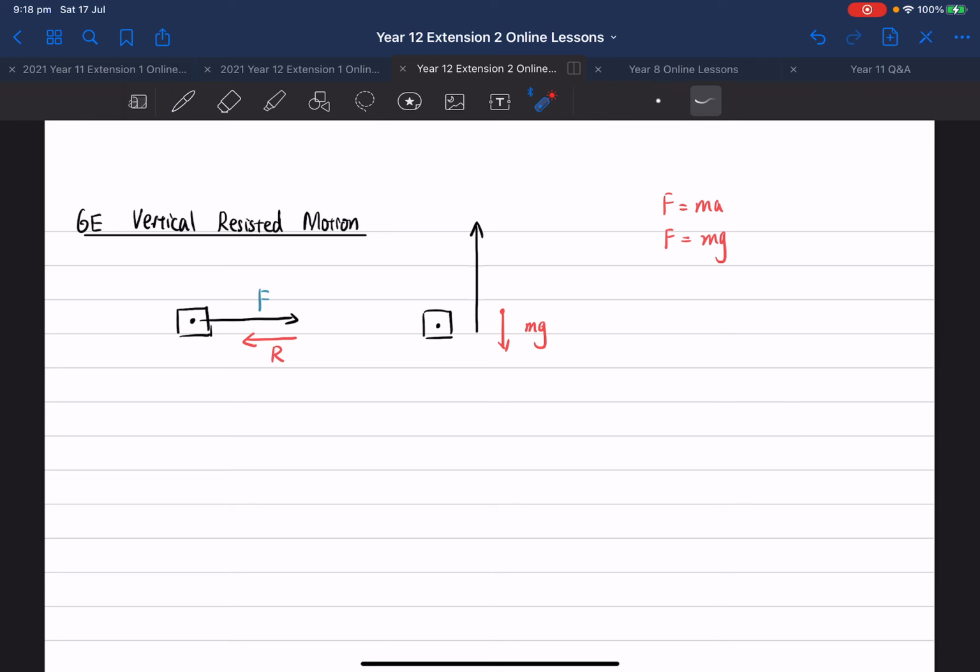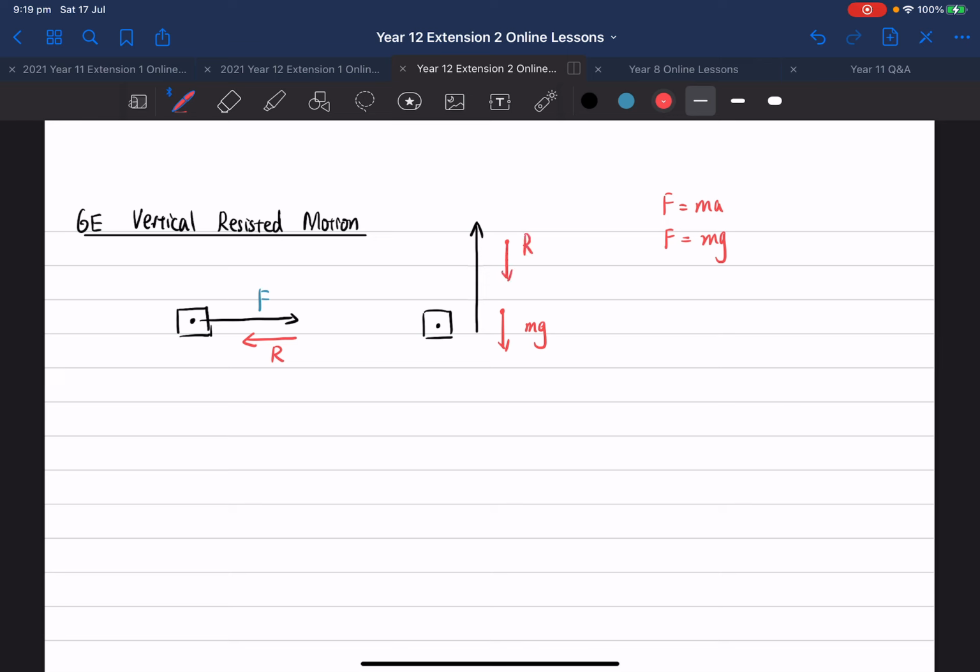Now, if the object is moving up through a medium, for example air, oil, water, it doesn't matter what medium, there must be a force going downwards against the object, due to the friction or the resistance. So there's another force going downwards, and that force is the resistance. I'm just going to call this R, the resistance.